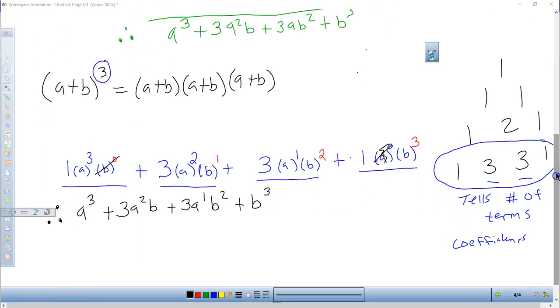Much simpler. So we're going to be using Pascal's Triangle whenever we expand these binomials, just to make it quick and easy. Okay, so let's move on down.